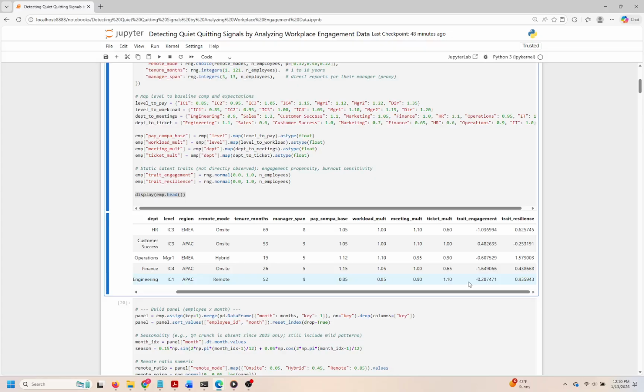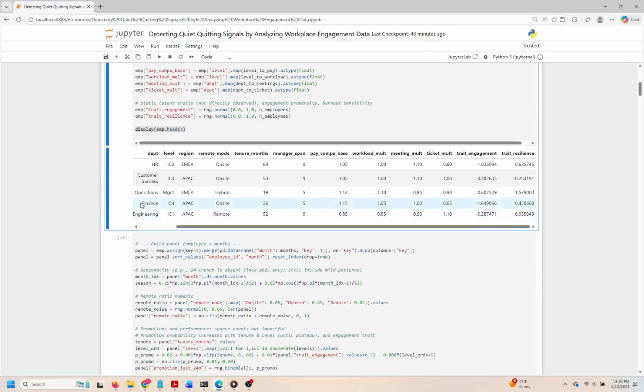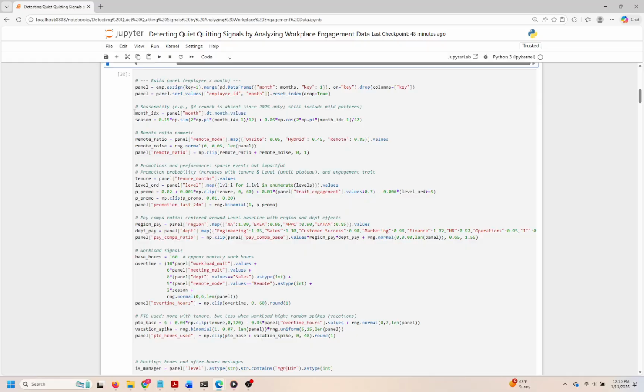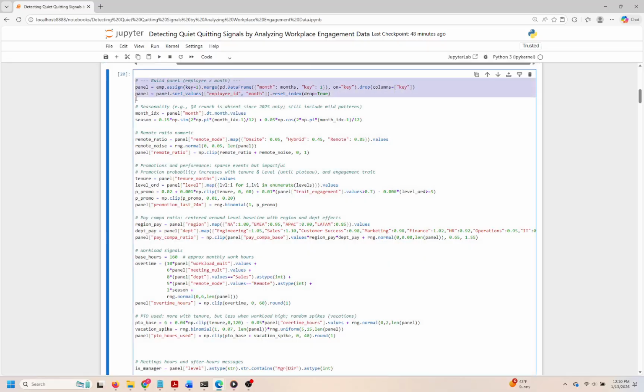Cell 2. This cell constructs a comprehensive panel that captures employee data across different months, which is essential for understanding how various factors influence performance metrics. By merging employee information with a time component, we can delve into patterns and trends over months, offering insights into seasonality and other time-related behaviors.